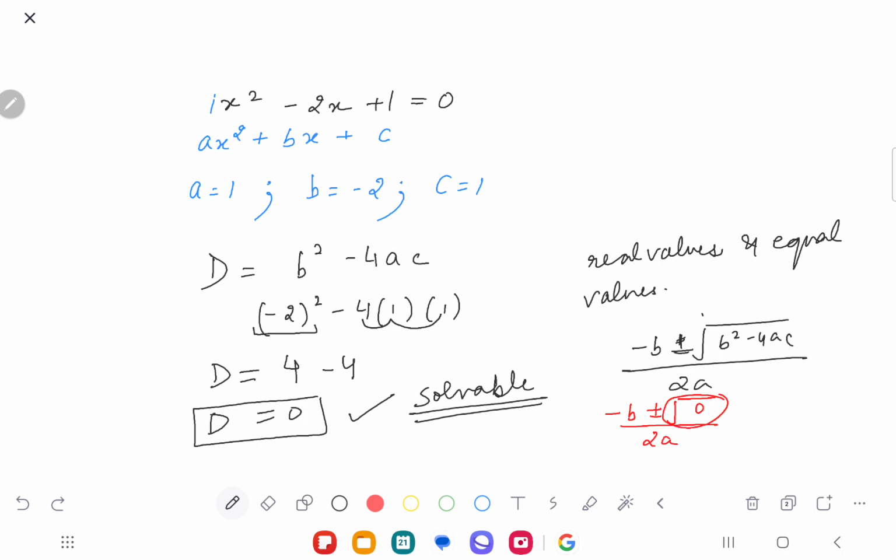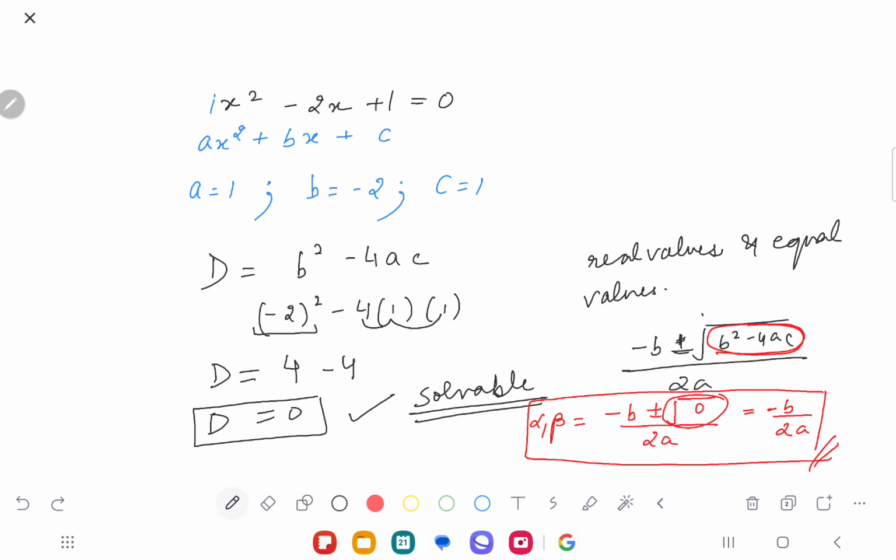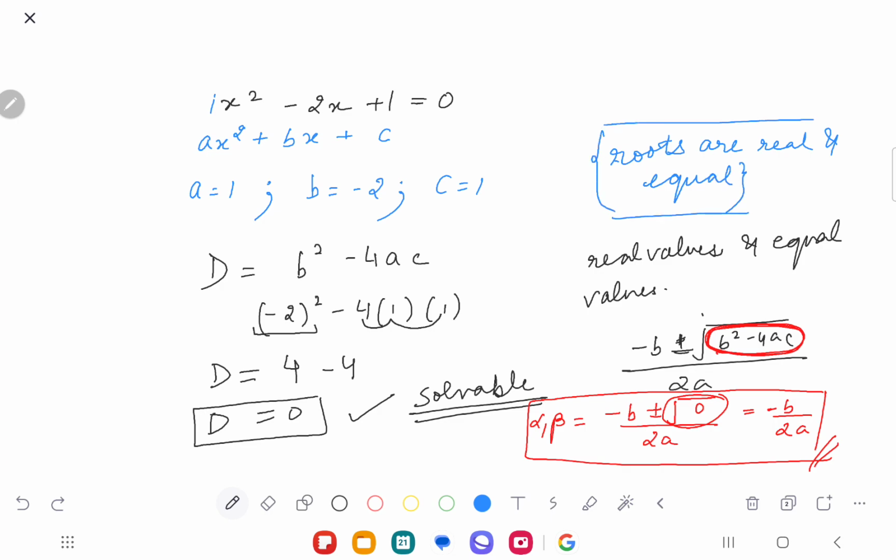So root 0 doesn't really matter. So both the values of alpha and beta shall be equal to minus b over 2a, isn't it? Right? So the b square minus 4ac is called the discriminant, and when this discriminant is equal to 0, the roots are real and equal. Do you understand? The roots are real and equal. Are you understanding my point? All right, that is the concept. Understood or not? All right.